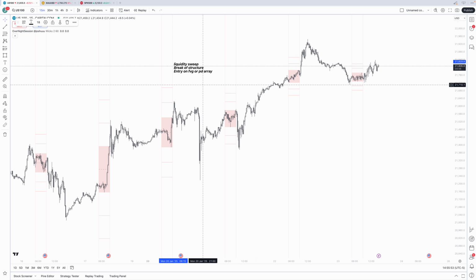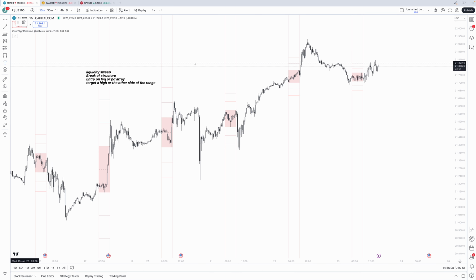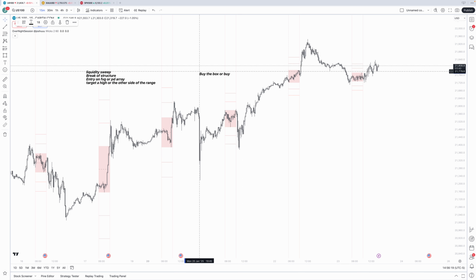And then I'm going to do another strategy where we're going to target a high or the other side of the range. Okay, so that's strategy 1, and then we're going to have strategy 2, which we'll call buy the box or buy the consolidation. We can just call it a breakout strategy.